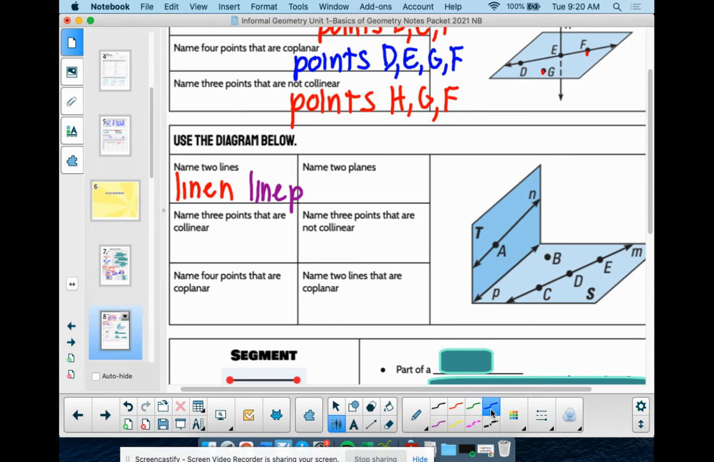Okay. To go across, name two planes. How can we name the shaded plane over here? Yep, plane T. Do you guys see that capital letter in the corner? That's how you name the plane. What about this unshaded plane on the bottom? Plane S. Yep, that would work.